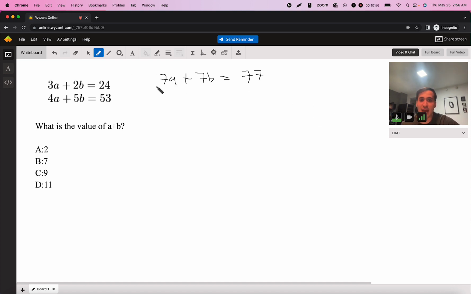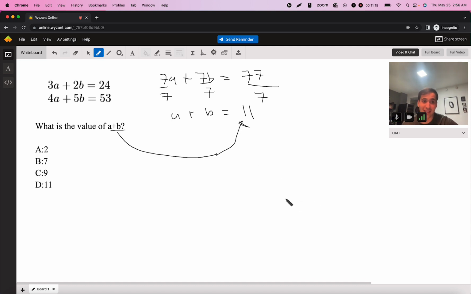All we have to do now is divide everything by 7. And then what do we get? A plus b is equal to 11. What is the value of a plus b? I got it. It's 11.